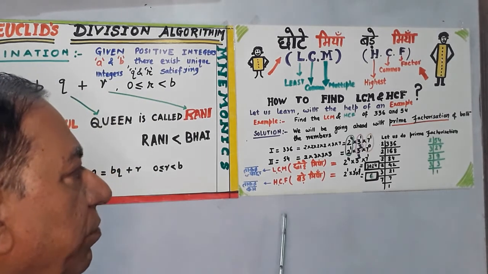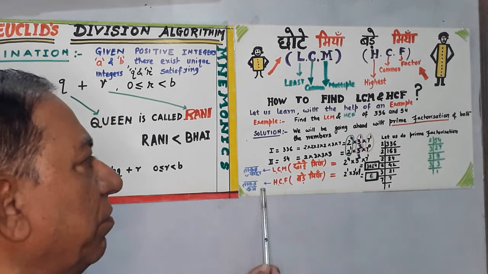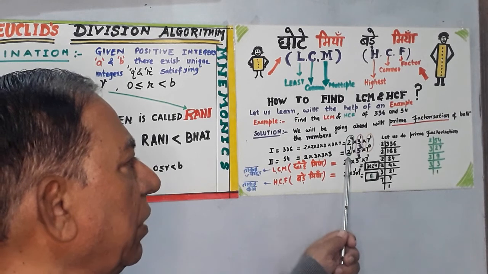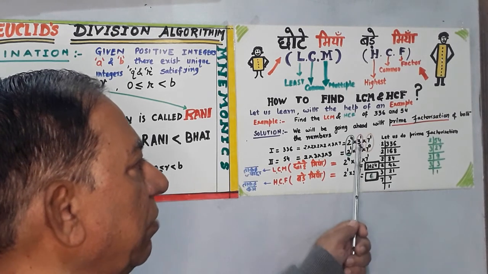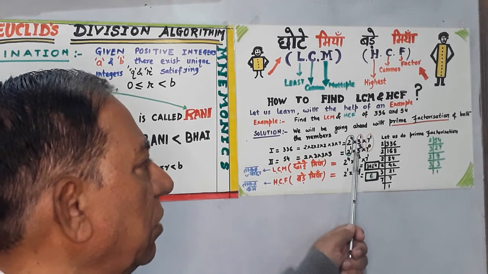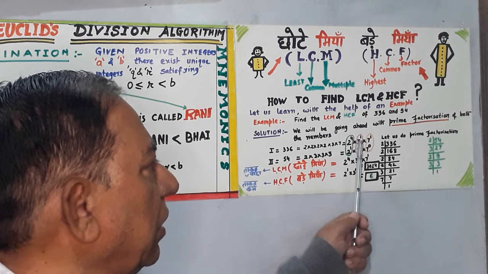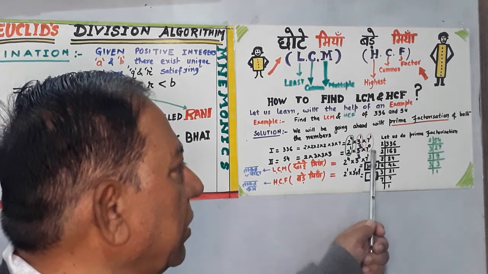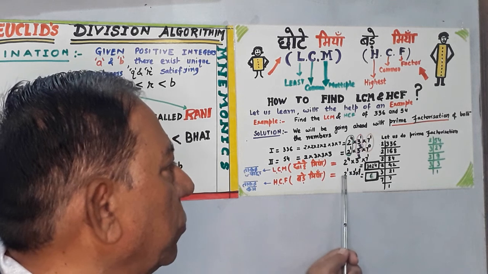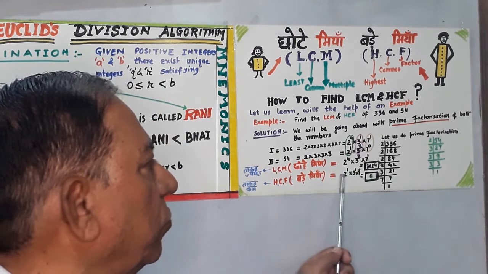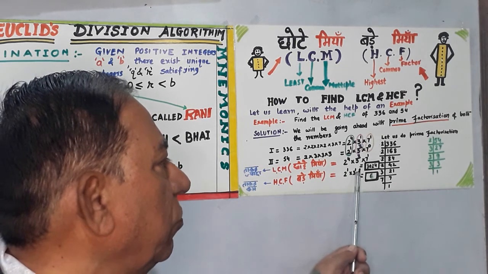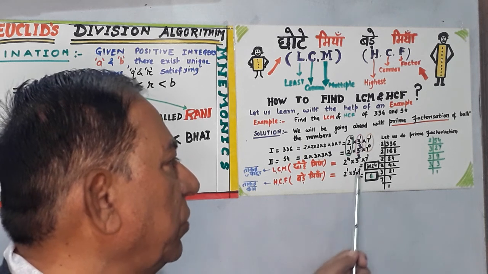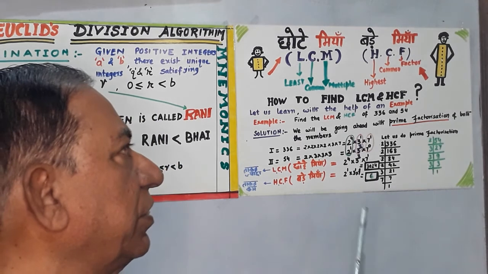And बड़े मियाँ की ताकत कम है। This is 2 raised to power 4, this is 2 raised to power 1, we will take 2 raised to power 1. Similarly 3 raised to power 1 and this is 3 raised to power 3. कम वाली कौन सी है? 3 raised to power 1. From this 7 raised to power 0 comes. So it will take lesser powers. So 2 raised to power 1, 3 raised to power 1, 7 raised to power 0 becomes 6. So HCF is 6.